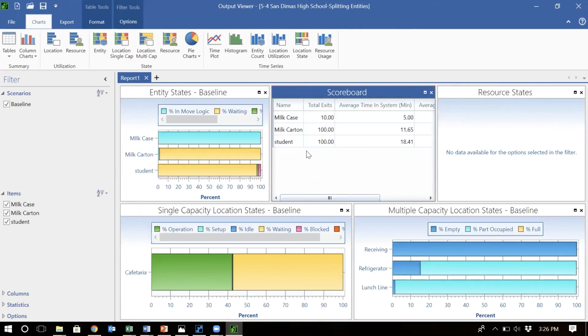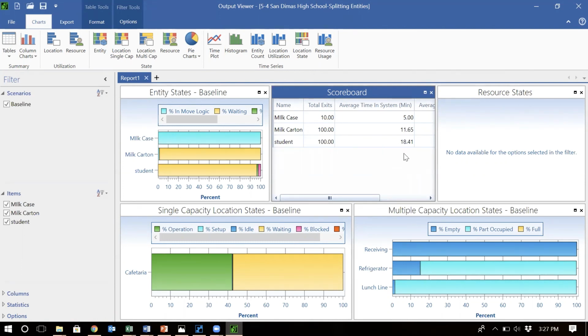Okay, as you can see here, 100 students have come to the system, they have received service and they have left the system. 100 milk cartons have left the system, and then 10 milk cases, which we split open into milk cartons. And we have about 18.5 minutes for the waiting time of the students in the system.